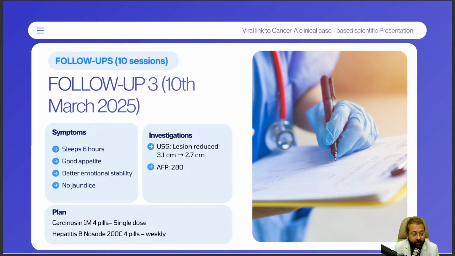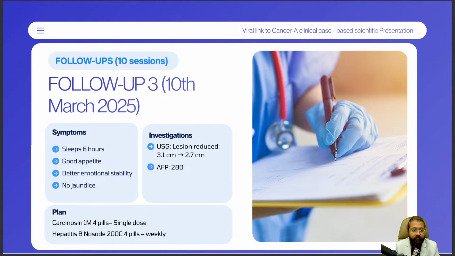This time, again, as I told, the hepatitis B nosode is important. What happens many times, we give the intercurrent nosodes initially or in between, but we don't give them continuously without a break. Why is it important? Because the body should not go back to the earlier state, so we need to always keep focus on it. So this is how we proceed.